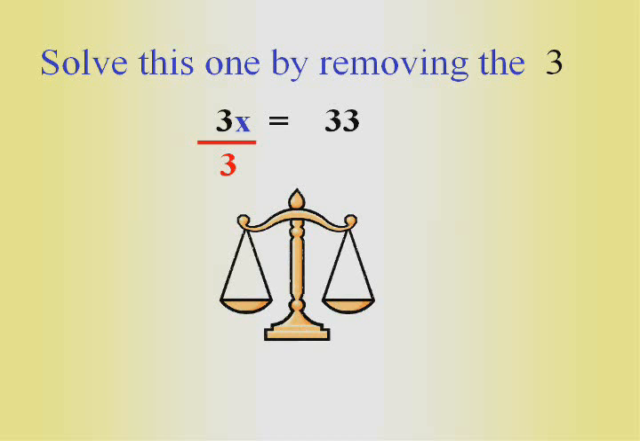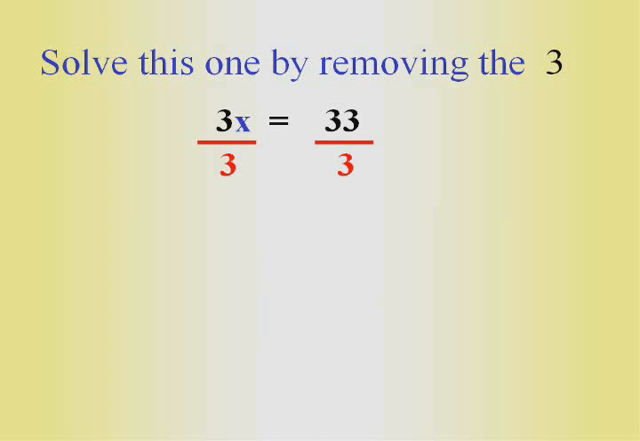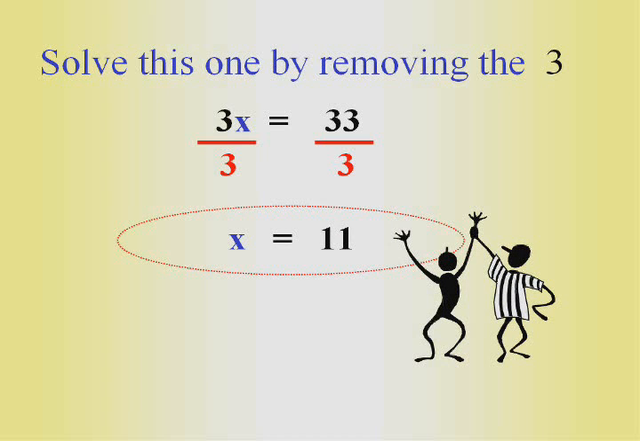Of course, if I do it on the left side, I have to do it on the right. Nicely on the left side, 3 divided by 3 is 1, or you can say it canceled out, and you'll get x. And on the right side, we get 11. So x does in fact equal 11. Let's put it back in and see: 3 times 11 does equal 33, and you've got the answer to your question.